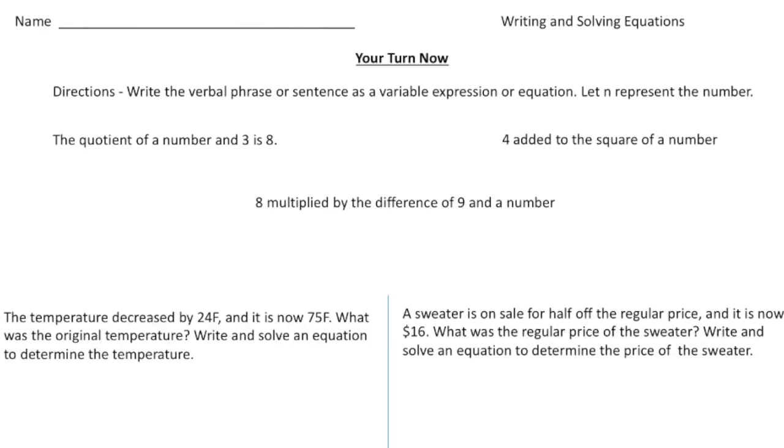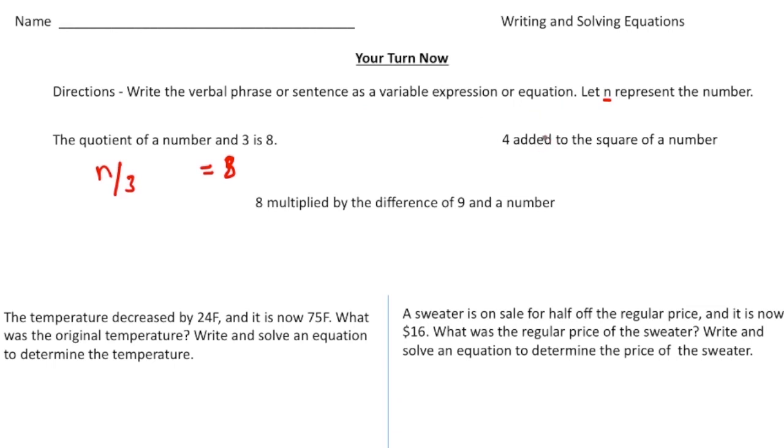Alright, welcome back. Let's see how you did with these practice problems. The directions say write the verbal phrase or sentence as a variable expression or equation. Let n represent the number. Alright, so this first one, the quotient of a number and 3 is 8. So we know that this is going to be a verbal sentence because we have is here. Is equals, and it equals 8. And the quotient of a number and 3 would be n divided by 3 equals 8.